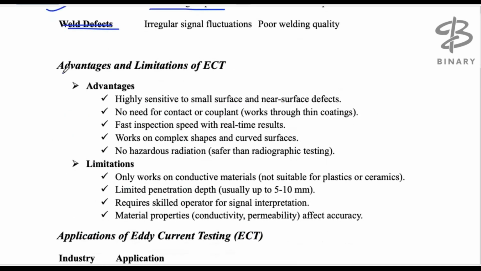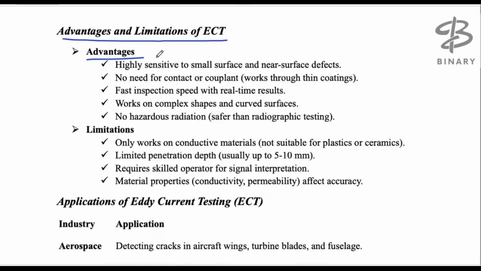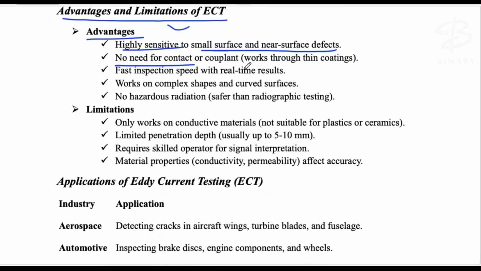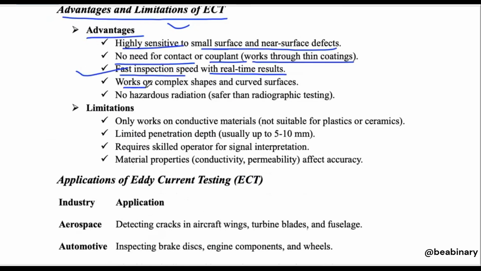Now here, what are the advantages and disadvantages of ECT? The advantages are high sensitivity to small surface and near-surface defects. So it is very highly sensitive for small surface defects. No need for contact or couplant, and it works through thin coatings. Fast inspection speed with real-time results. It is a very fast inspection. It works on complex shapes and curved surfaces.